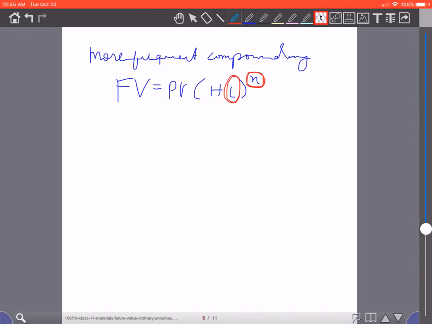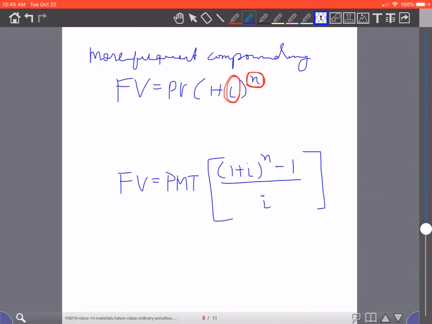The same is going to be true when you look at your future value ordinary annuity formula. When you're going to change the compounding frequency, you have to be careful in 1, 2, 3 spots in your formula. Remember, the interest rate gets divided by the compounding frequency. I'm just going to abbreviate.